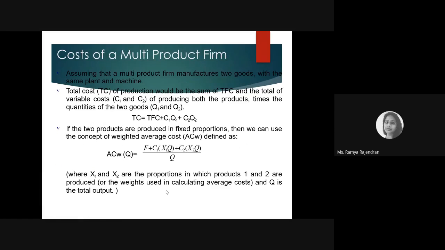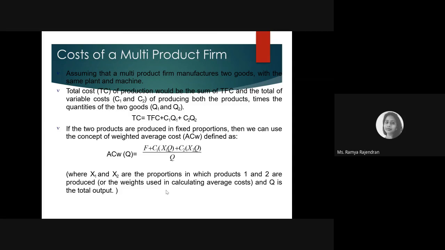Okay. So let's look into the cost of a multi-product firm. So far we've been discussing with an assumption that one company will always be manufacturing one product. That's how we calculated the average cost, total cost, right? So imagine you are working in a company which manufactures two goods. Here we have an assumption it makes only two goods.